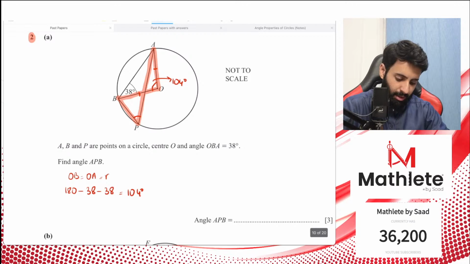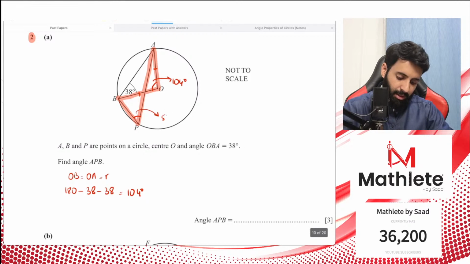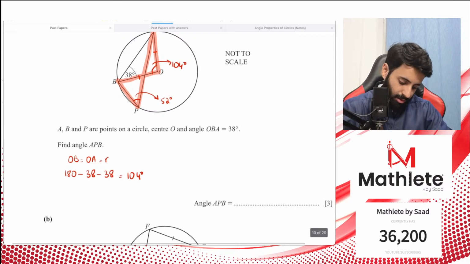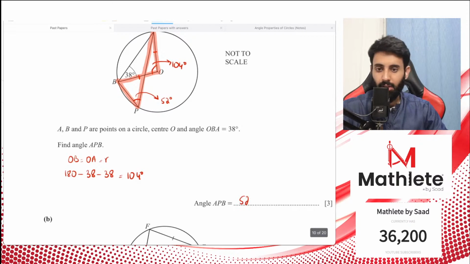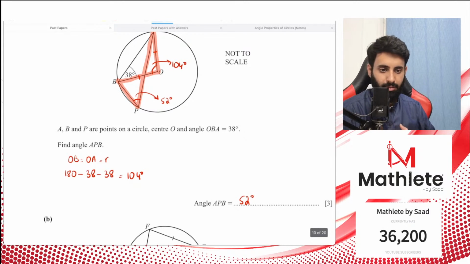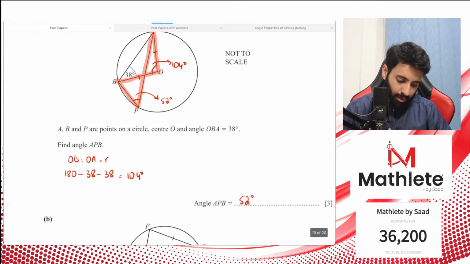Okay, so what do you guys think? This angle is going to be half of 104. Why is that? Because it's at the circumference, so the angle at the circumference is half the angle that's at the center. So this angle is going to be 52 degrees. Okay, so there you go. That's your answer. All right, I hope it's clear.